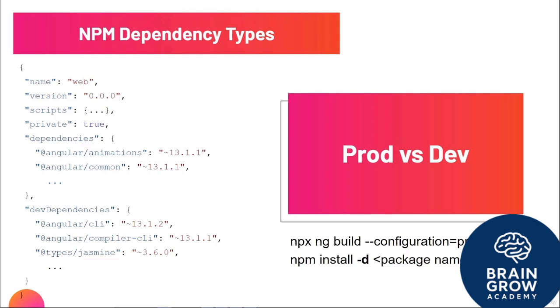So just let me get that clear again. If you install a package which you only need for development, you can install it using the -D flag, which is the development package flag.